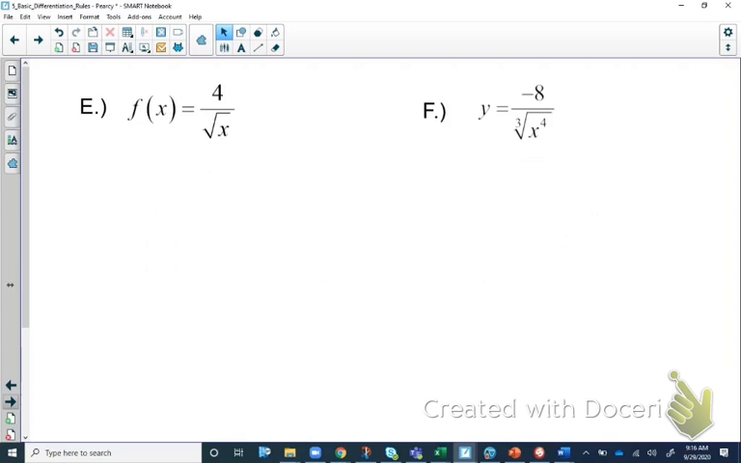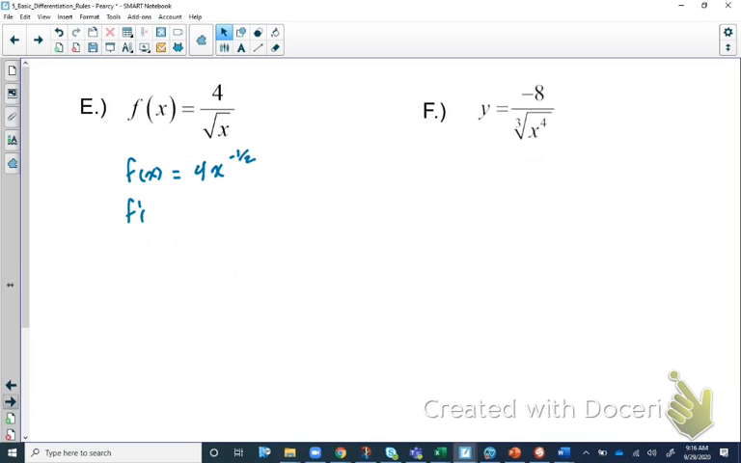So example E, first thing I'm going to do on the function is use my properties of exponents and my ability to convert radicals into exponents, as I'm going to rewrite this to be 4 times x to the negative 1/2 power. Generally speaking, anytime you have a radical, you're going to want to convert it into an exponent to be able to use the power rule on it.